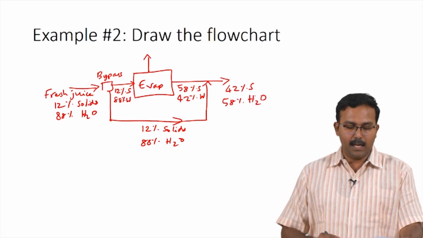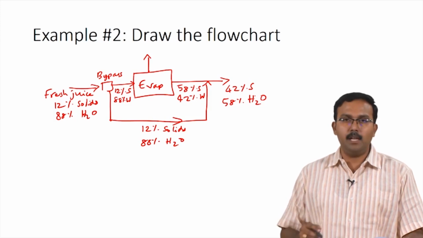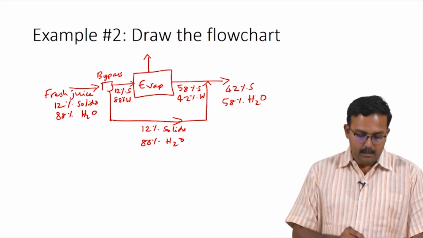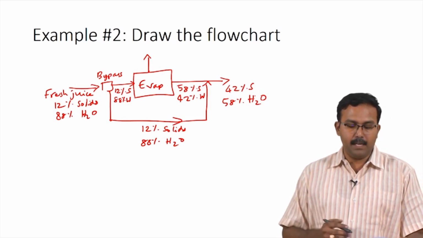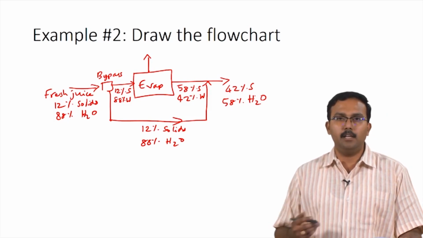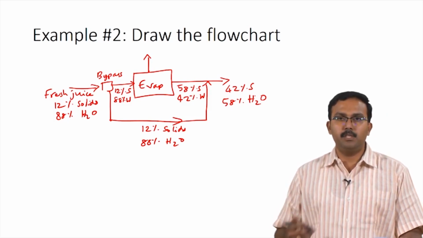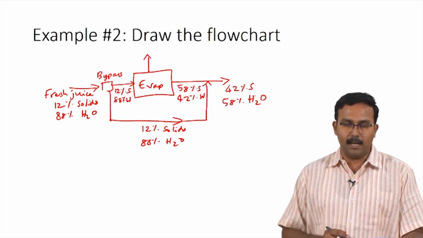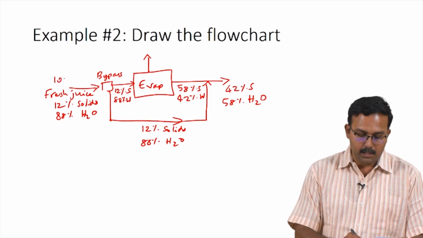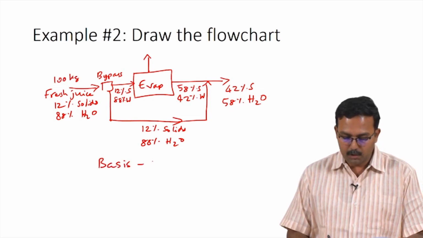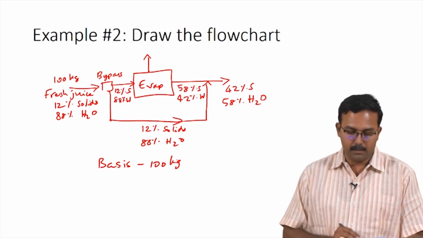Now that we have all the compositions, let us also label the masses for these flow charts. The problem states that we have to calculate the amount of product which is produced for 100 kilograms of fresh juice which is being fed. Hence, we will be using the basis as 100 kilograms and we will use this stream entering as also 100 kilograms. So, the basis used for this problem would be 100 kilograms.